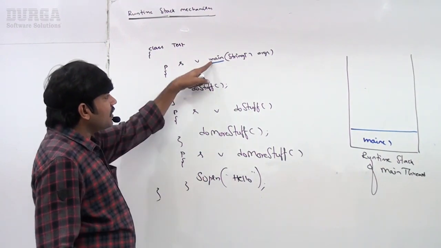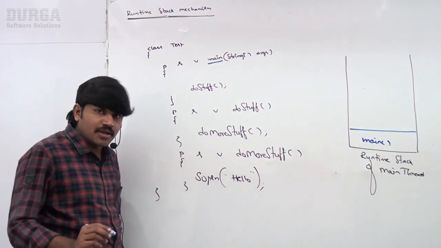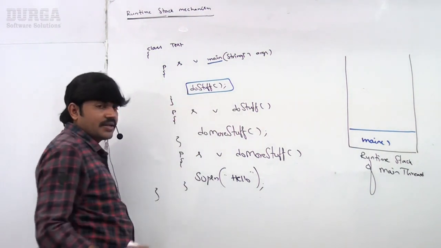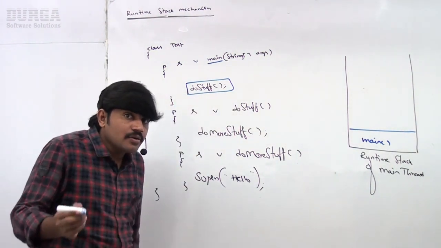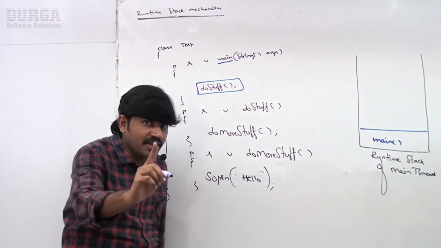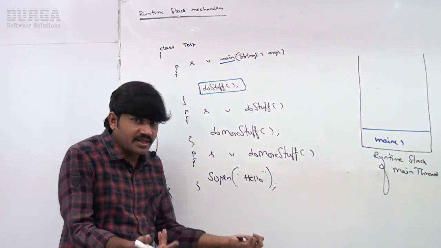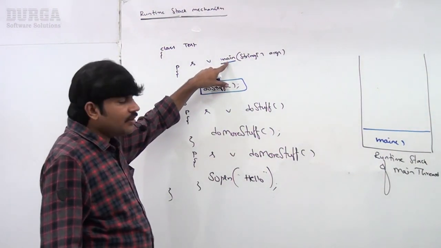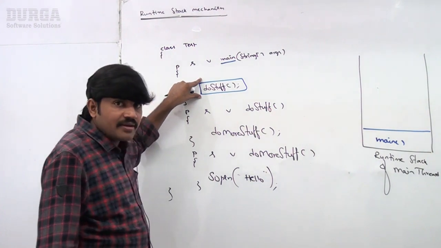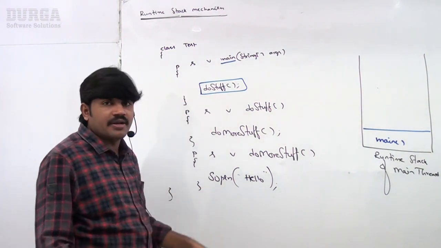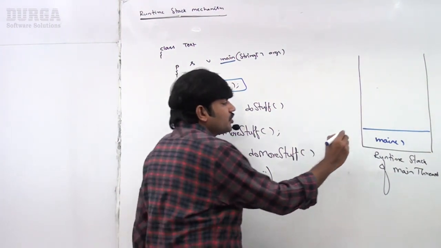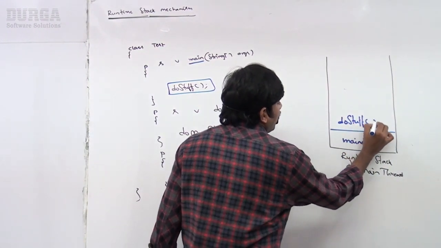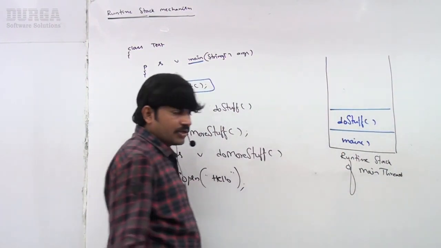Now, as part of the main method, it is calling doStuff. doStuff will be executed by the main thread only, because there is only one thread. Every method call will be executed by main. As part of the main method it is calling the doStuff method, so for this doStuff method, one entry will be stored in the corresponding stack.